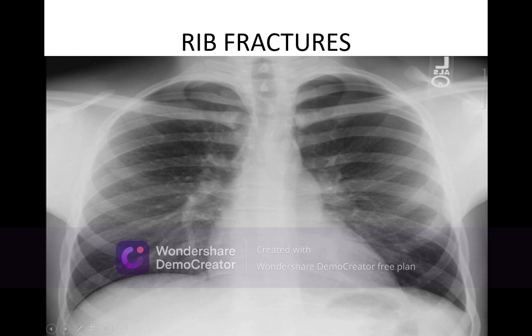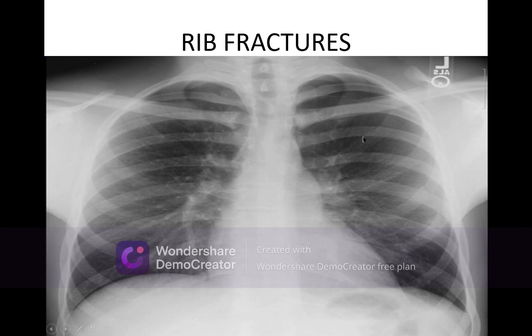The other ribs, the upper and lower borders are symmetrical. On this side, upper border, lower border, continuation, symmetrical borders. There is a chance of fracture here and here. It's very difficult.